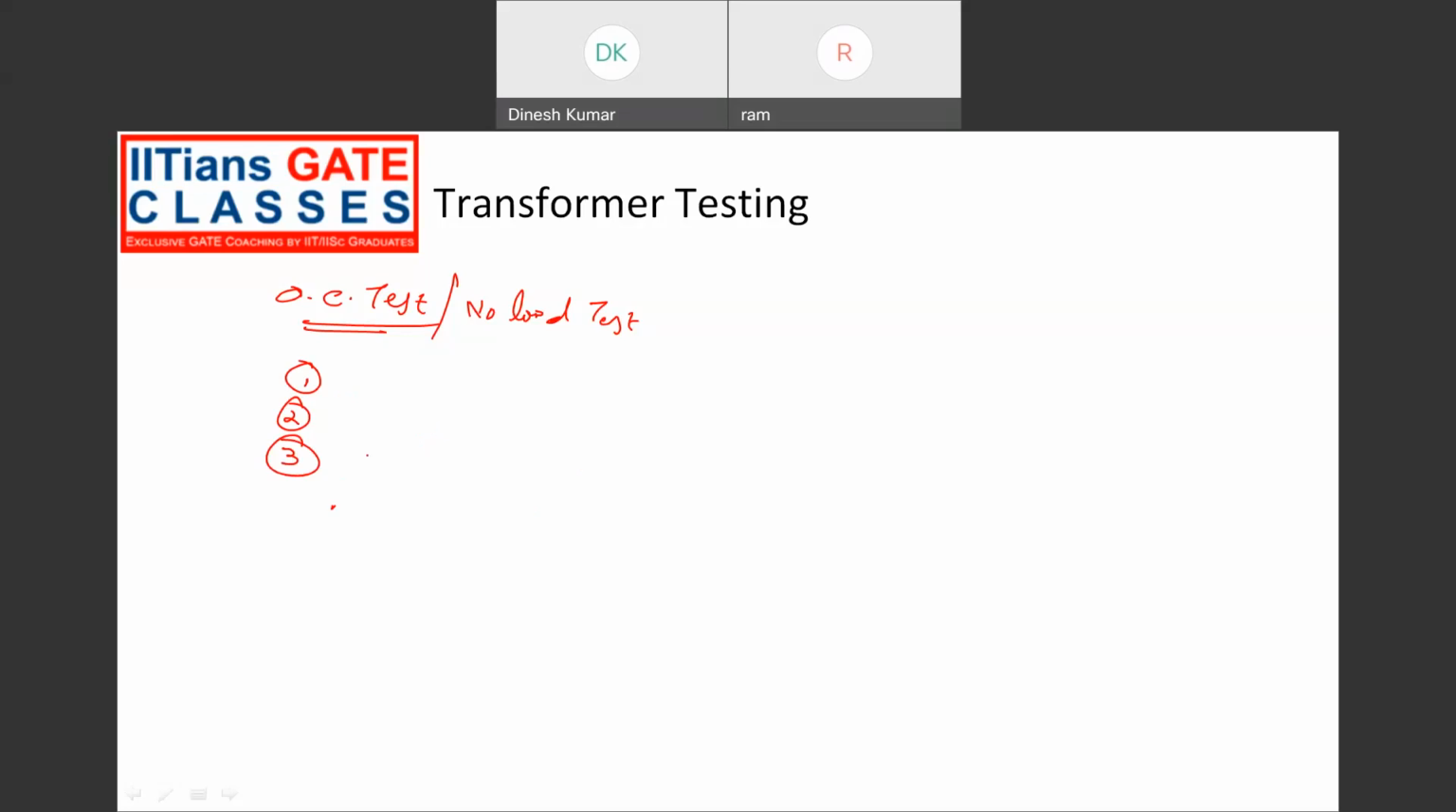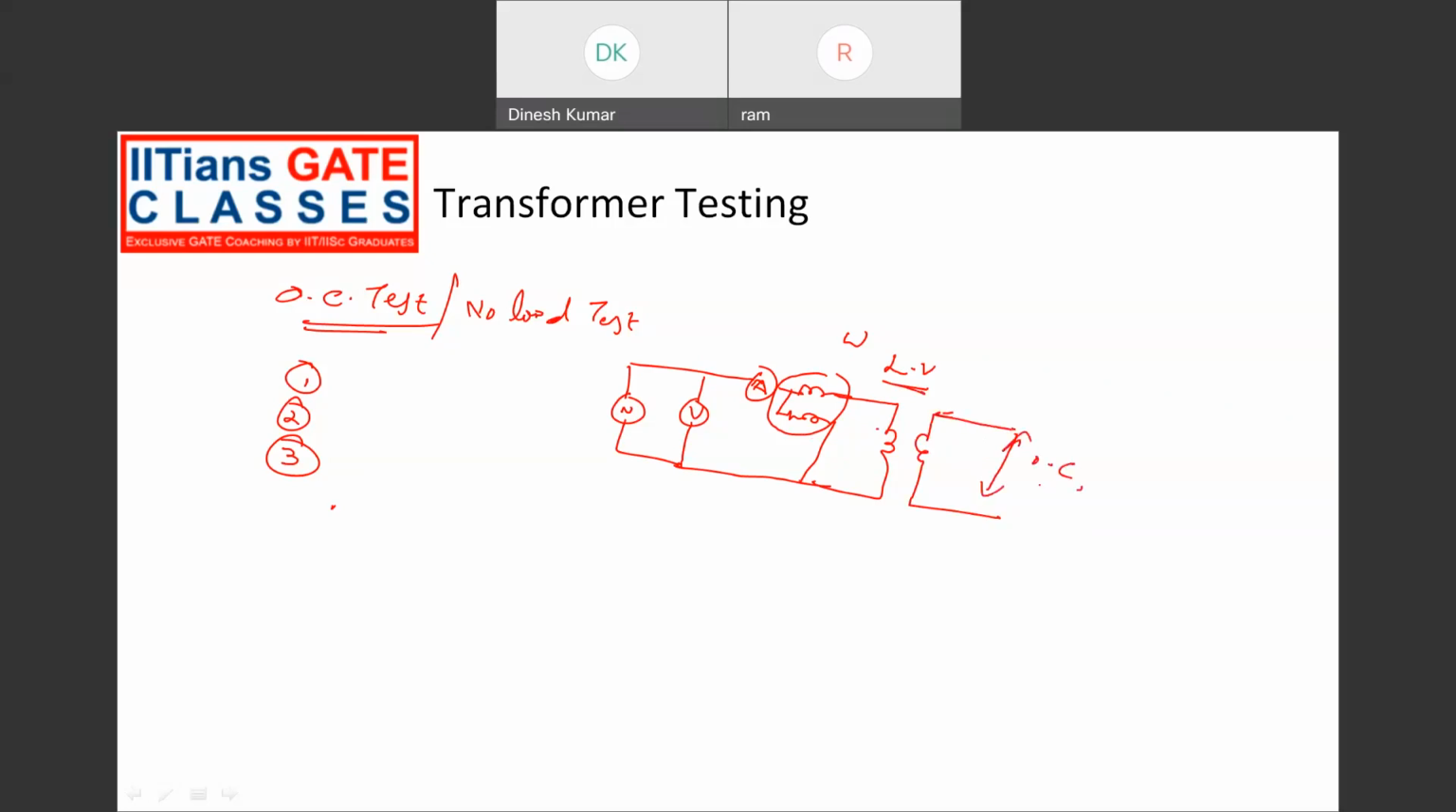So let me draw the circuit diagram. This is the source on the primary. We'll have a voltmeter and then an ammeter, and then this is the wattmeter. This is connected to the primary winding of the transformer. Generally, the OC test is done on the LV side, keeping the HV side open circuit.